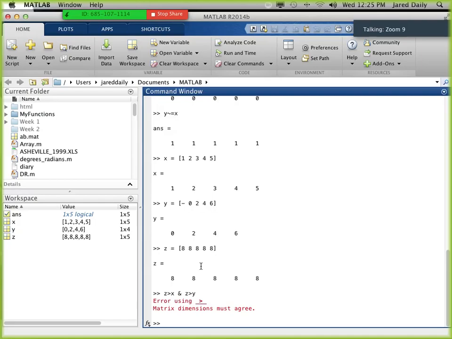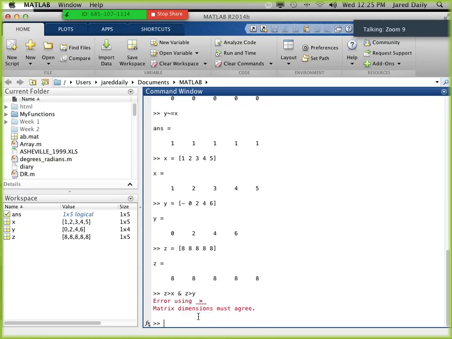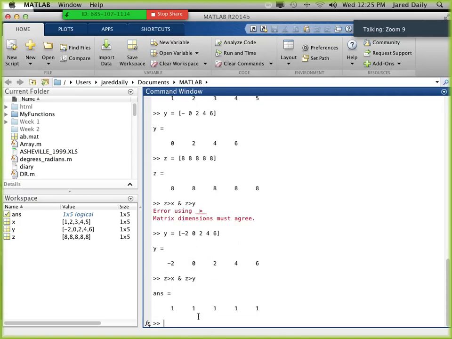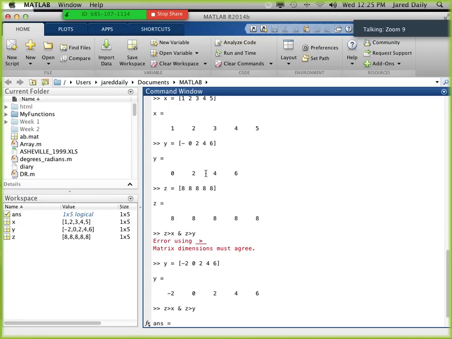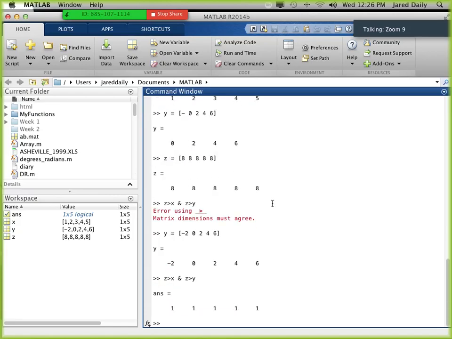So when we hit enter, whoops, matrix dimensions, apparently one of my matrices is bigger than the other one. Oh, this one, y, is not correct, so let's fix y. Y is -2. There we go. Now we'll do this again. So we were asking when is z greater than x and z greater than y. It turns out that z is greater than x and y in every case, in every single index of these arrays. So it's always true. 1, 1, 1, 1, 1, 1.